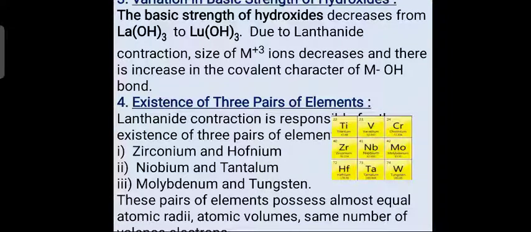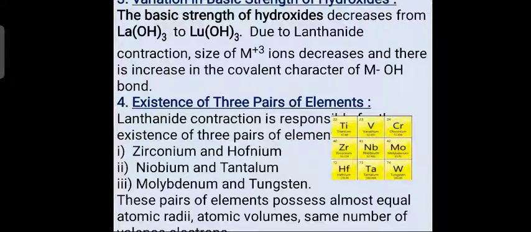Okay. So since the strength decreases, the covalent character increases. The size of M+3 decreases, and there is an increase in the covalent character of the M-OH bond. Here M is any lanthanide or actinide element. So in between the lanthanide or actinide element and the oxygen, there will be a covalent bond, or an increase in the covalent character.